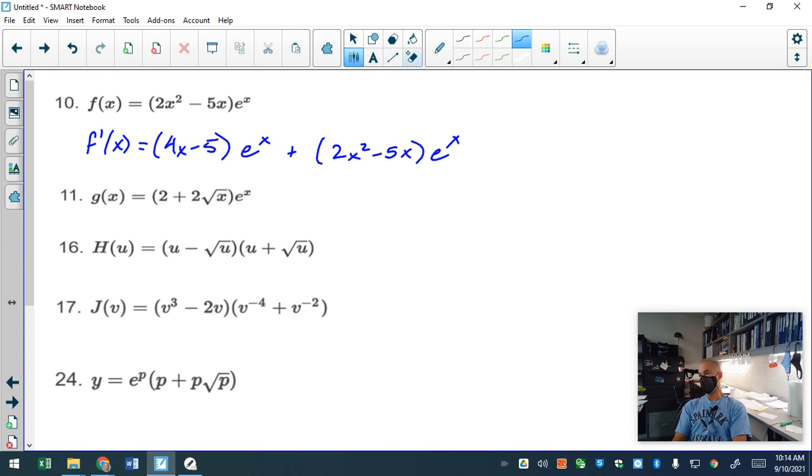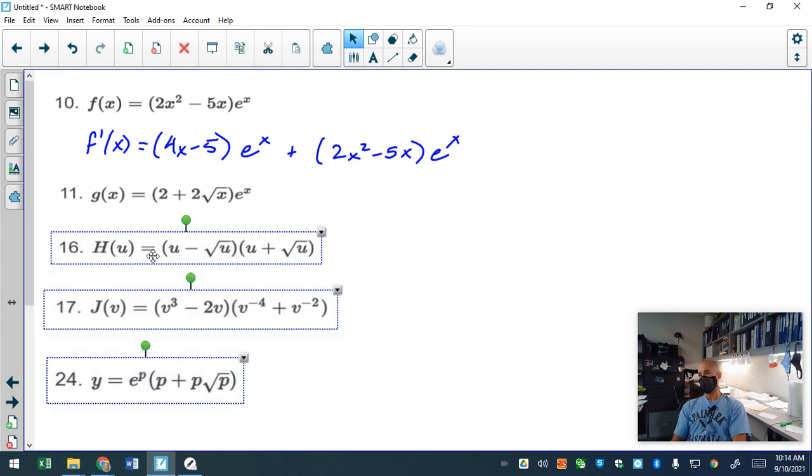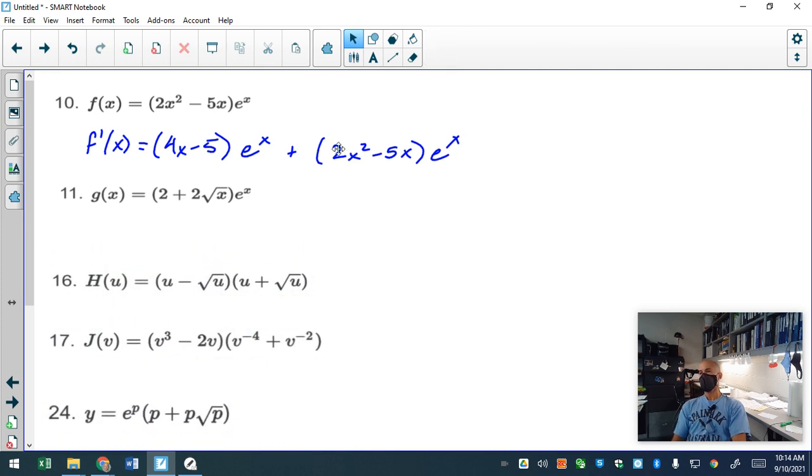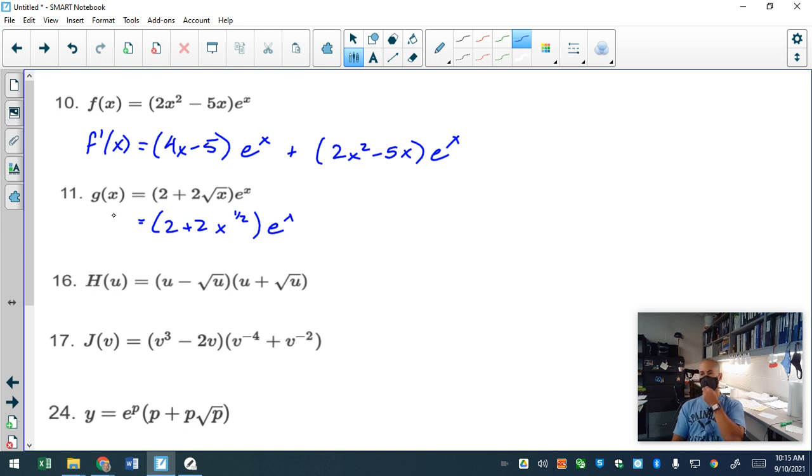Number 11 is almost identical to number 10, except I would start by changing 2 root x. Actually, you know what? I can't decide if I want to do this. I'll do it. Let's change 2 times the square root of x to 2x to the 1/2. And then the e to the x is just going to hang on out there. So there's my g. Now my derivative, g prime. Again, we are multiplying two things with x. It's this thing times e to the x.